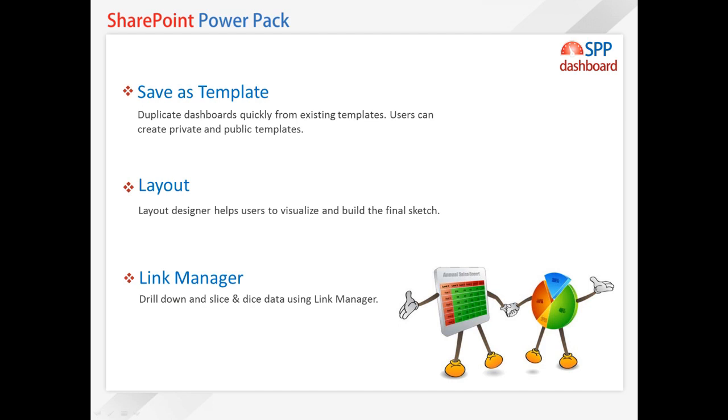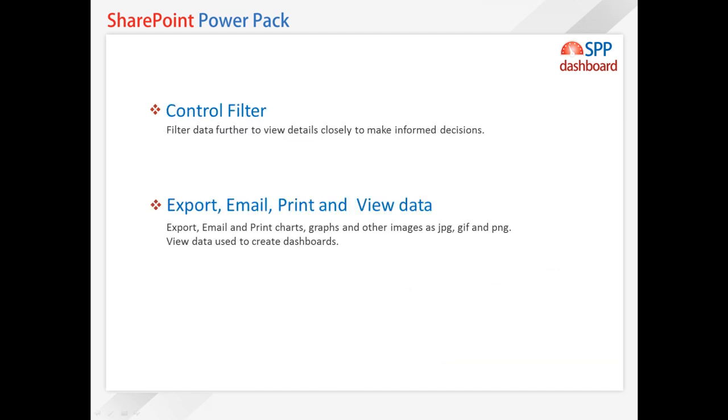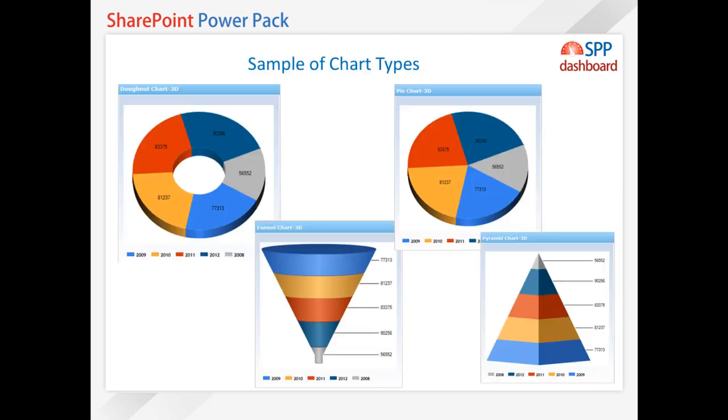Layout Designer helps users to visualize and build the final sketch. SPP Dashboard's Link Manager enables drill down so users can slice and dice data. SPP Dashboard's Control Filter filters data to view details closely. Now you can export, email, print and view data.